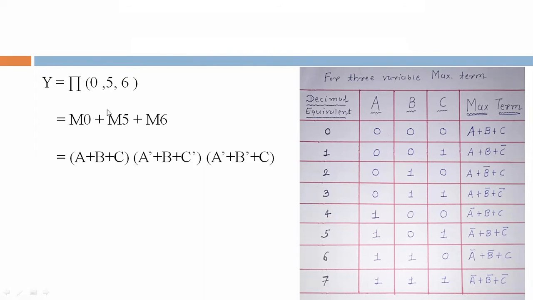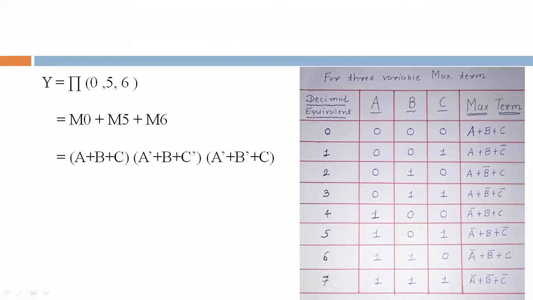Now we want to get M5. So M5, 5 decimal is here. So you can represent these things as A dash plus B plus C dash. So this is the common function we can say for identification of product of sum, and the representation of M6 will be there. So A dash plus B dash plus C is here. The equivalent decimal number is here, and this is a max term.